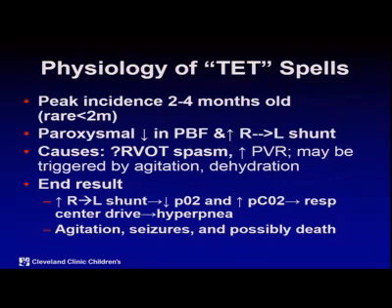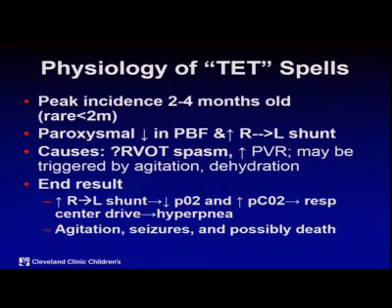The end result is always the same, that you have sudden onset of worsening of the right to left shunt, decreased PO2 and increased PCO2, which triggers the respiratory center drive to cause hyperpnea. So they're usually hyperpneic, they're agitated, they can have seizures, and in worst cases, they can actually have death from a TET spell. And typically during a TET spell, you do not hear the murmur of pulmonary stenosis because usually the pulmonary outflow tract is completely closed, everything's going right to left, so the murmur will suddenly decrease.